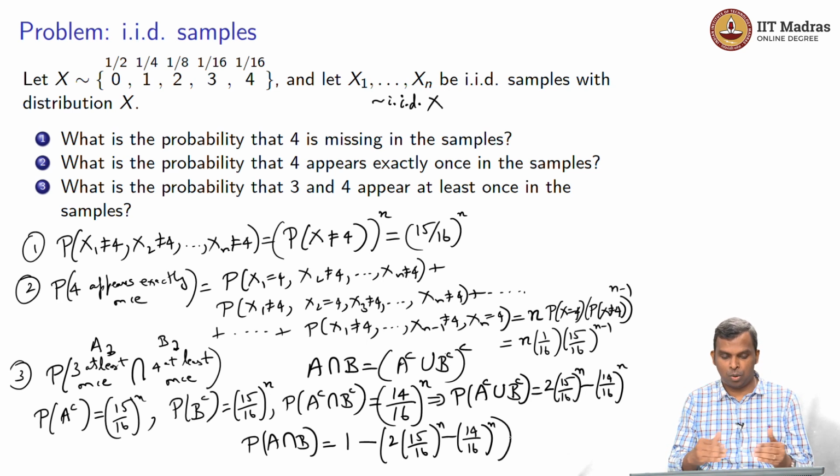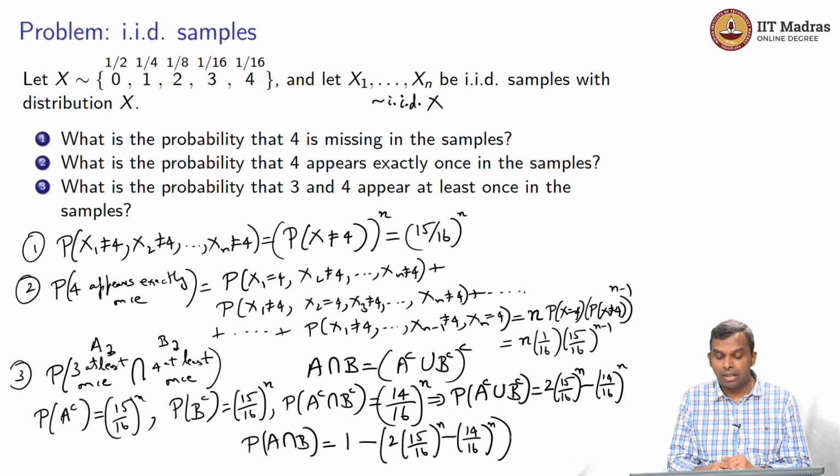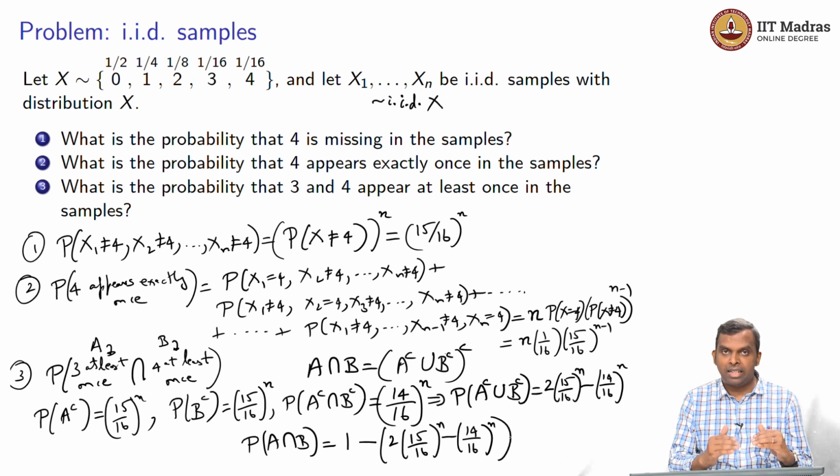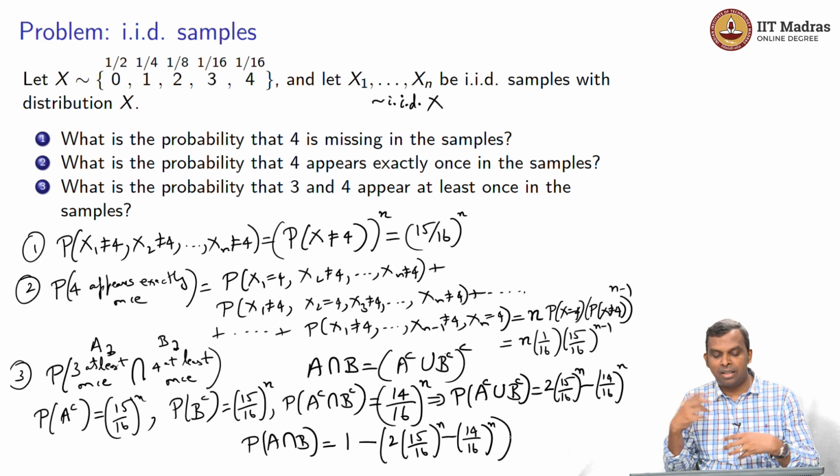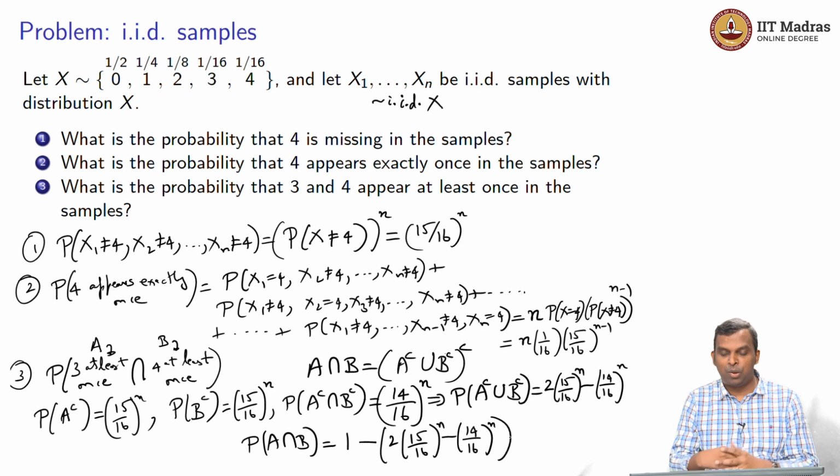solve problems, right? So we got to a complicated problem like 3 and 4 appearing at least once in the samples. It seems like a complicated calculation, but if you break it down into what it is and write it as A and B, and then go to A or B and use the knots in the middle and write the intersections and complements and go back and forth, magically you get to the correct answer.